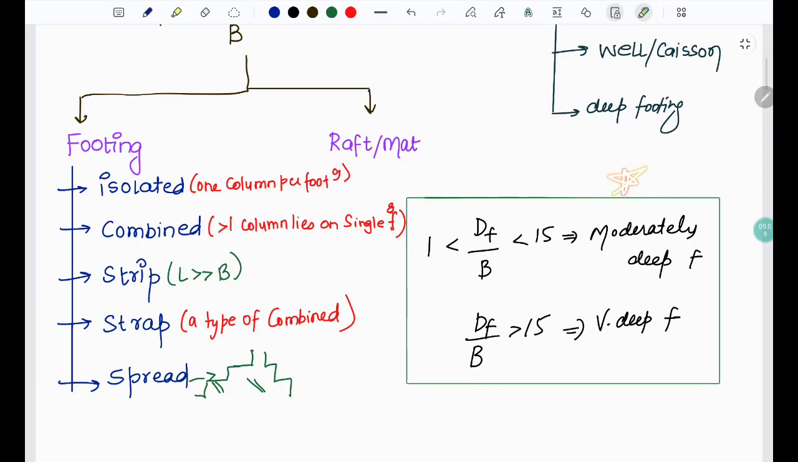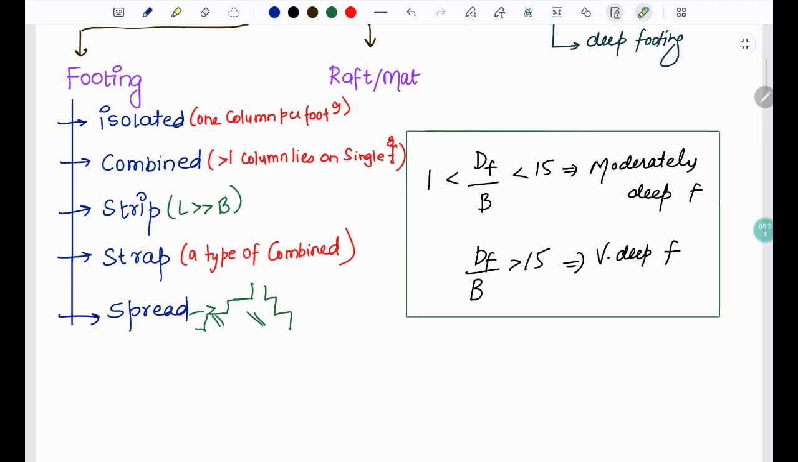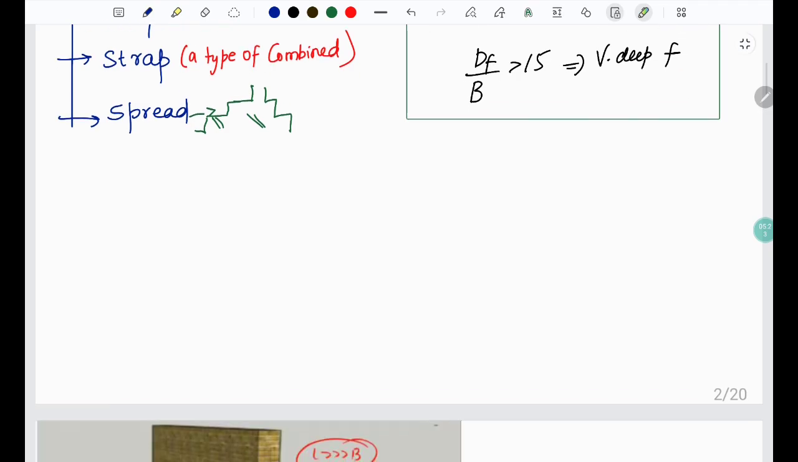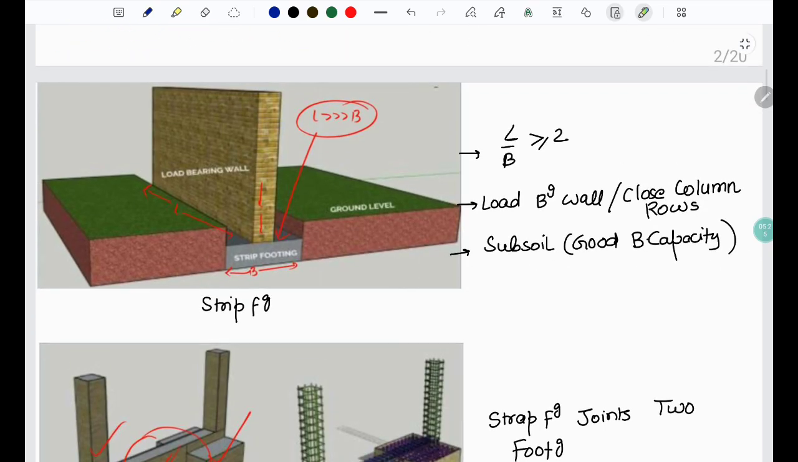There's another criteria which says that if the ratio of depth to width of the footing comes in the range of 1 to 1.5, it comes out to be a moderately deep foundation, and if it is greater than 1.5, it will be considered as a very deep foundation. Now in strip footing, this is a diagram which very well shows you how the length of this footing is much greater than the width. Hence, it has also been asked in one question, if the ratio of length of the footing to the width of the footing goes greater than or equal to 2, it becomes strip footing.